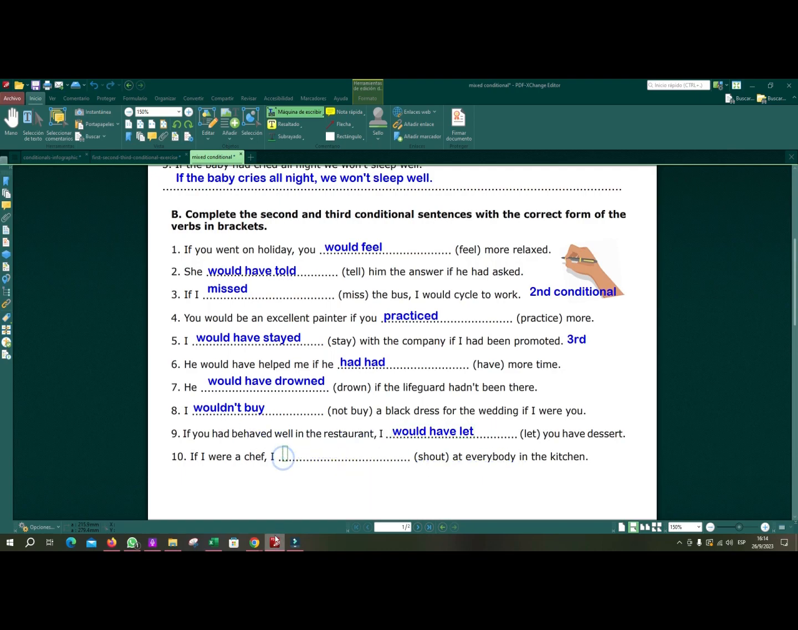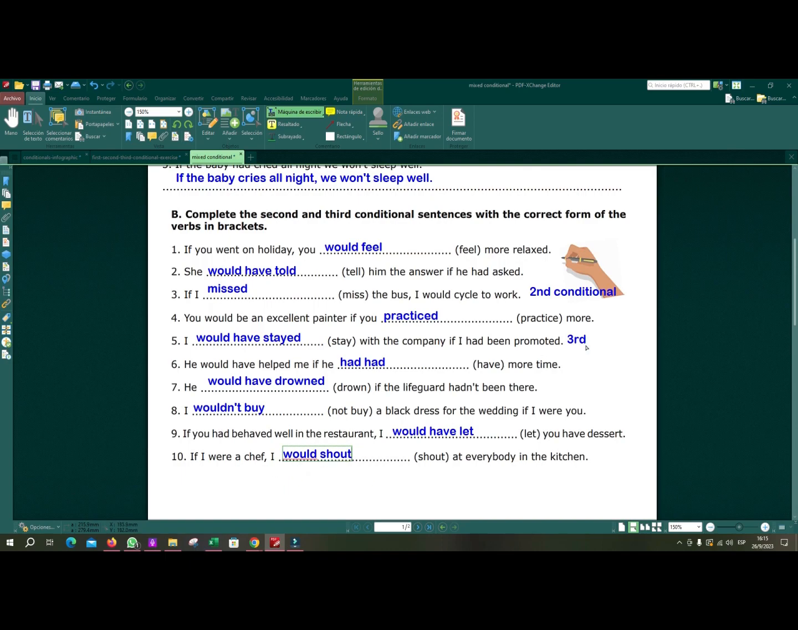And the last one, if I were a chef, that is second conditional. If I were a chef, I would shout at everybody in the kitchen. So that is second conditional. Here you have simple past and then would plus infinitive in that case. So if I were a chef, I would shout at everybody in that kitchen.